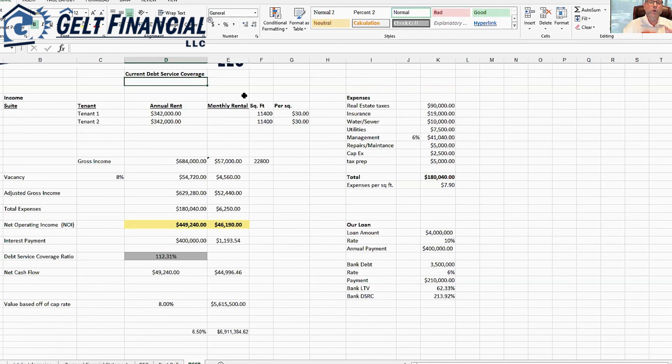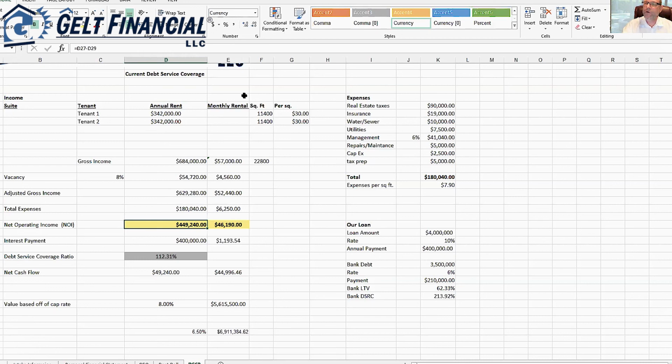But remember, focus on what the real expenses are or what they may be. Don't be optimistic, be pessimistic. Focus on what the real income is. Don't be optimistic, be pessimistic, and focus on the cap rate. And so that's the basics.